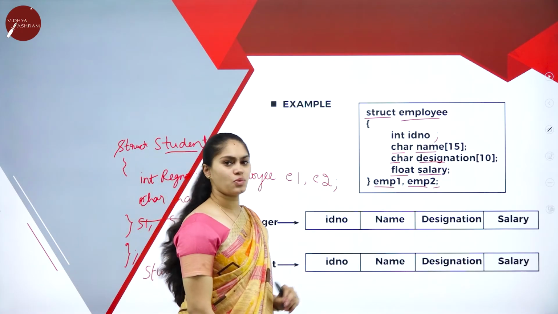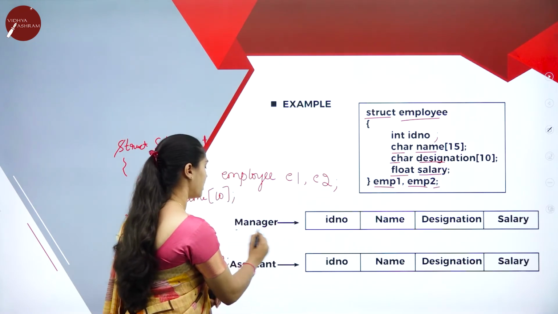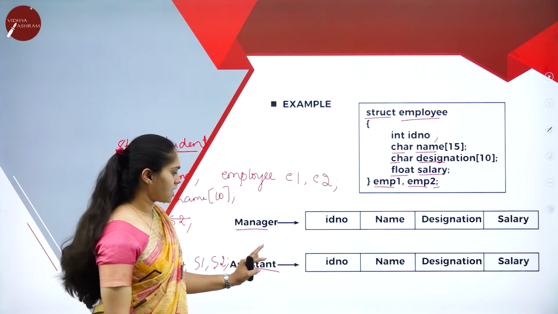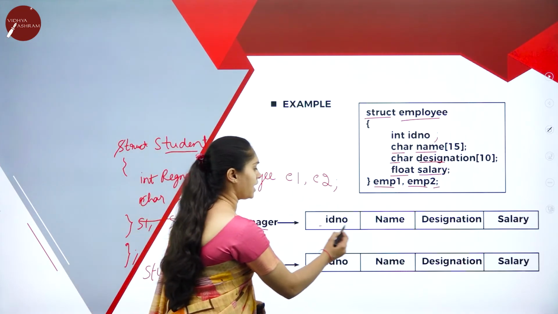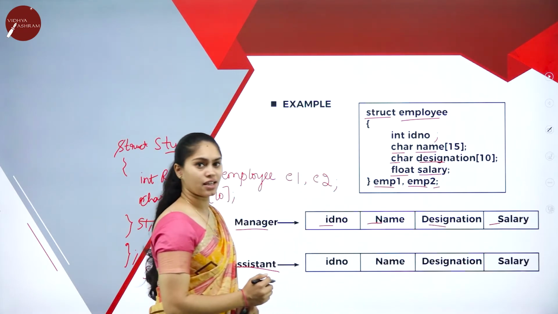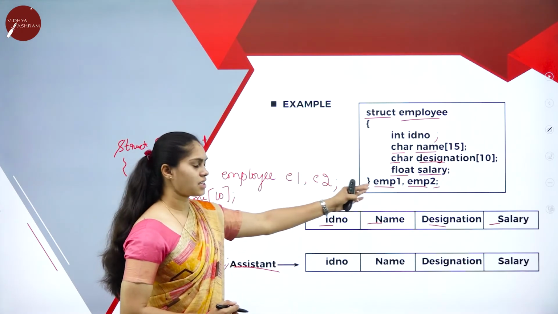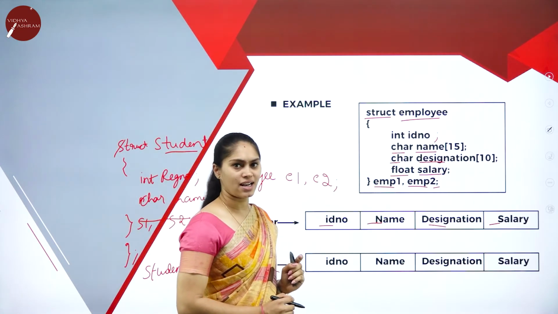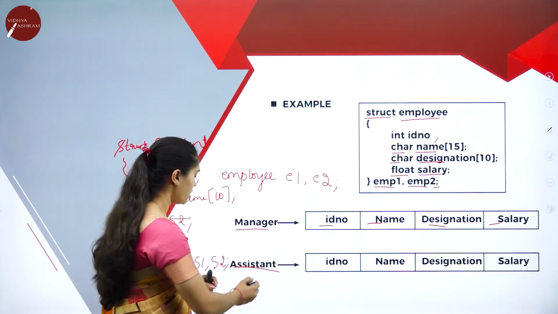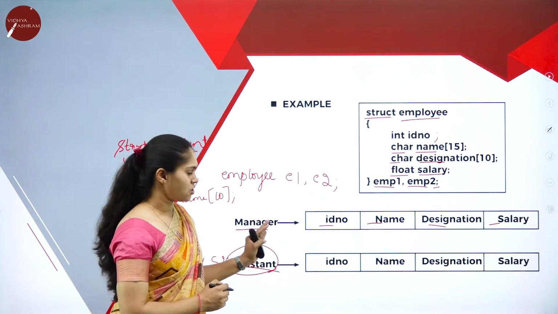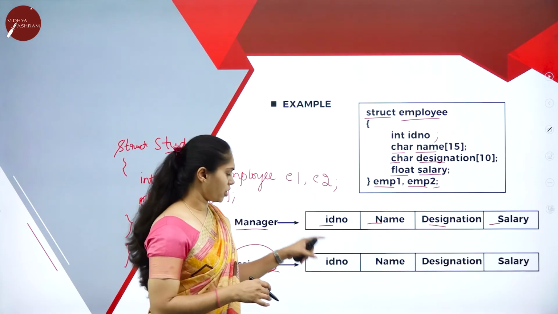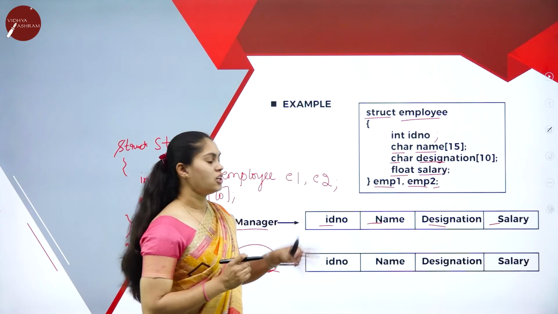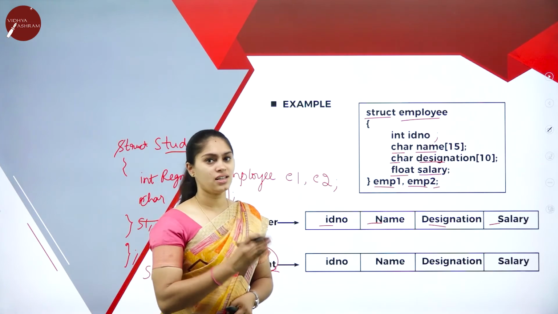So after creating these variables, this employee 1 can hold the details of a manager, and this employee 2 can hold the details of an assistant. Everyone will have the ID number, name, designation and salary. If I am writing manager, that is employee 1, then I will get to know their ID number, name, designation and salary. And when it comes to employee 2, it may hold the details of an assistant. At that time, the assistant also will have the ID number, name, designation and salary. This is how we declare variables for a structure.